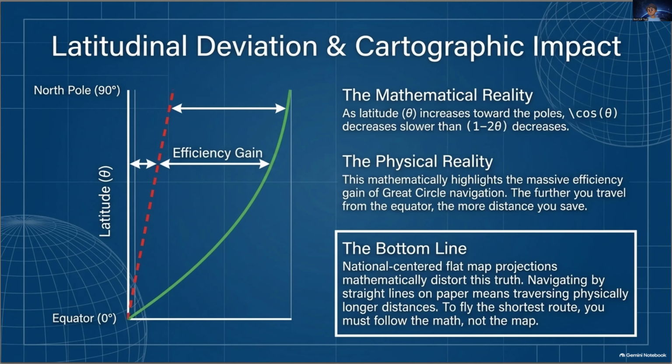The bottom line: the projection is mathematically deceptive. Navigating by a straight line on paper means traversing a longer physical distance. If you trust the surface, you must follow the globe, not the map. You must follow the globe, not the map.